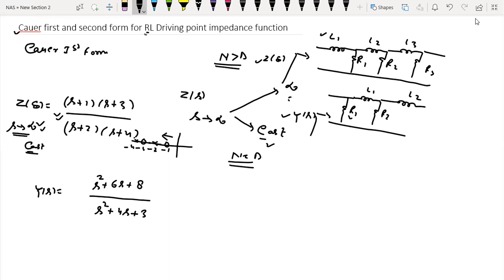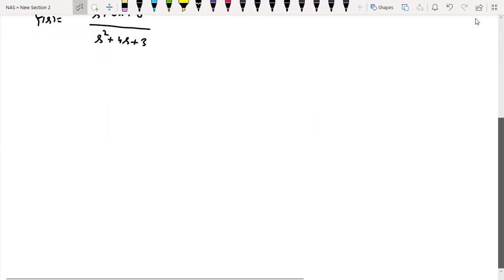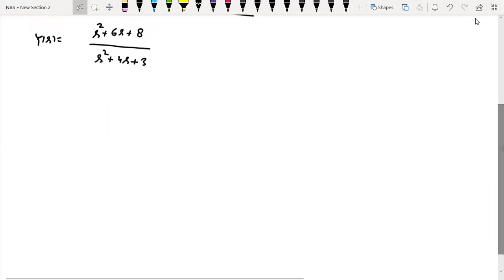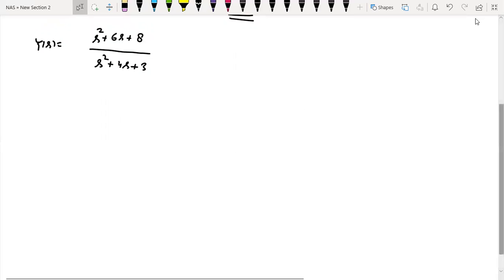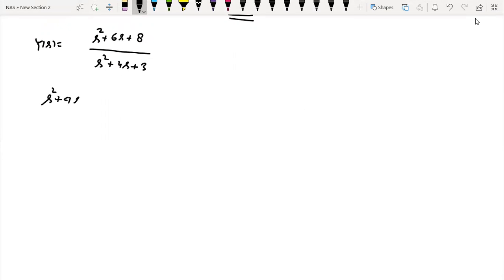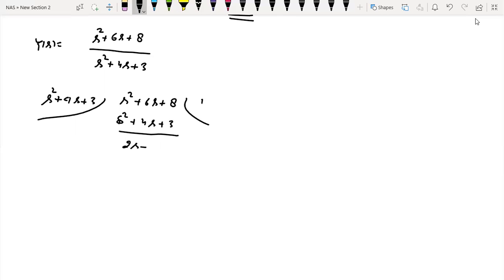Now in the Cauer first form, we always divide the function in decreasing power of S. So just take it in division form. The divisor is S square plus 4S plus 3, and the dividend is S square plus 6S plus 8. So S square divided by S square, that is 1. Multiply back: S square plus 4S plus 3. And the remainder is 2S plus 5.